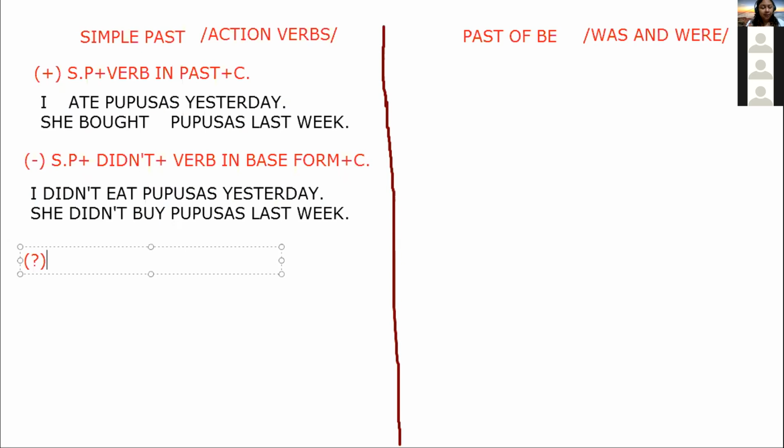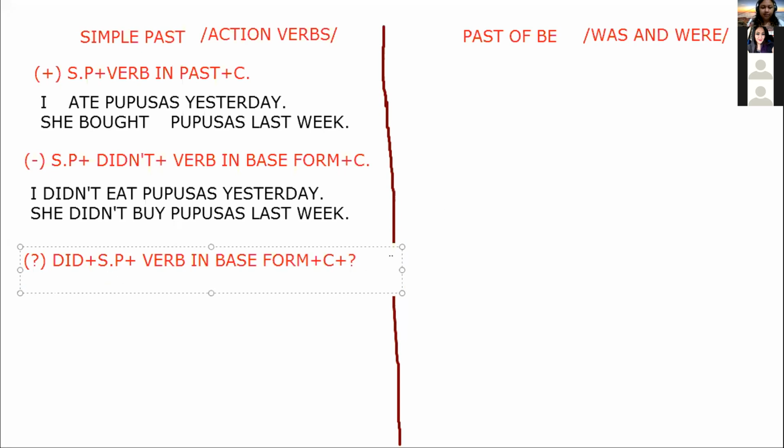Okay, so we have the question form. What's the question form? How do we start a question in the past? Did. We say did, which is my auxiliary, plus what else? My subject pronoun. Subject pronoun plus what? Plus the verb in base form. Good. And what else? Complement. Yes. Okay. Question mark.